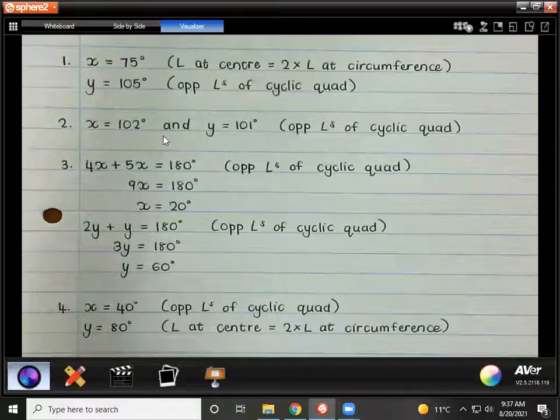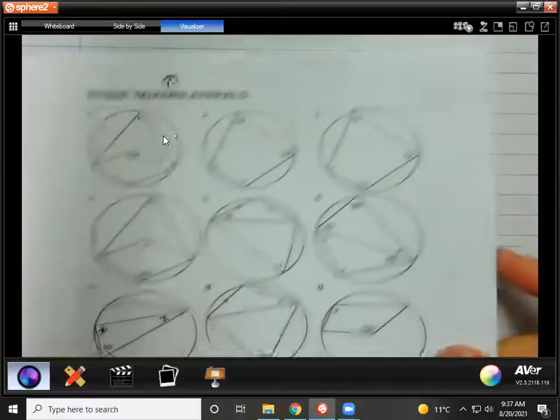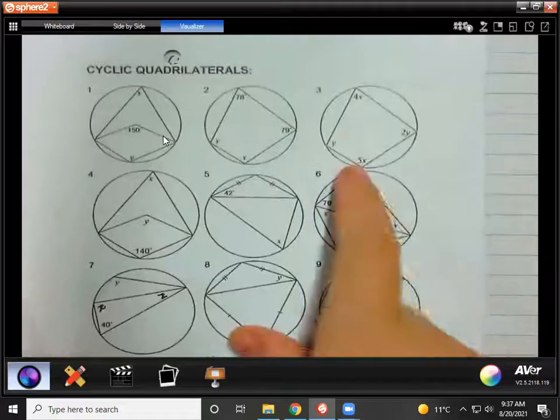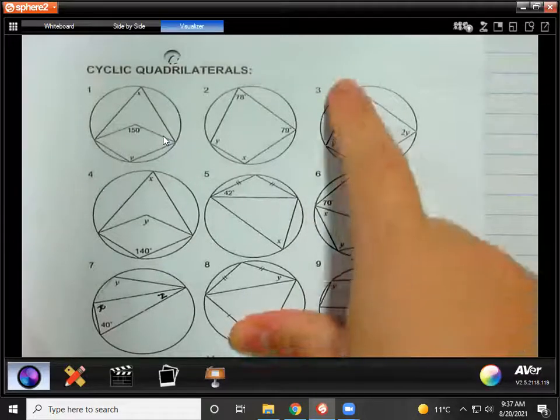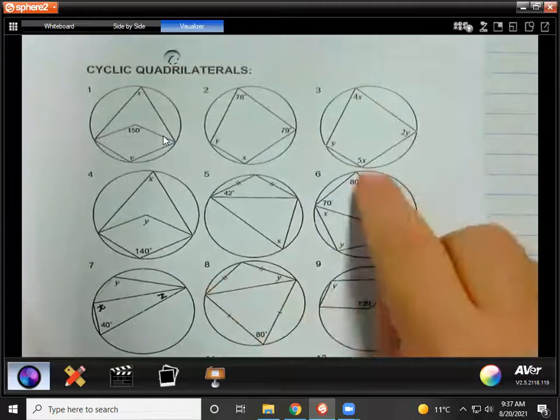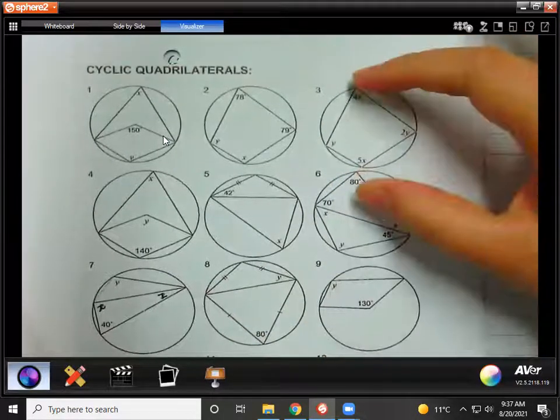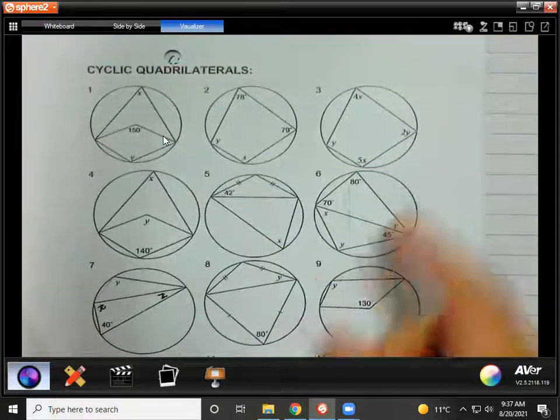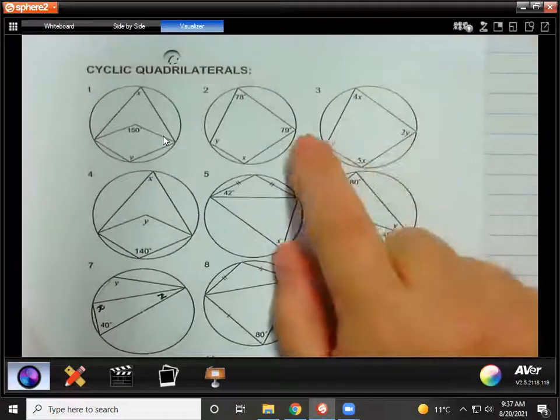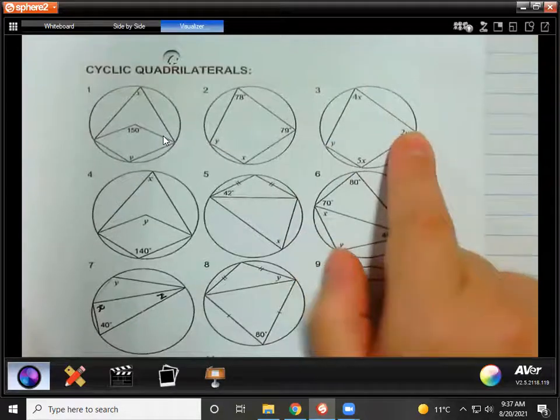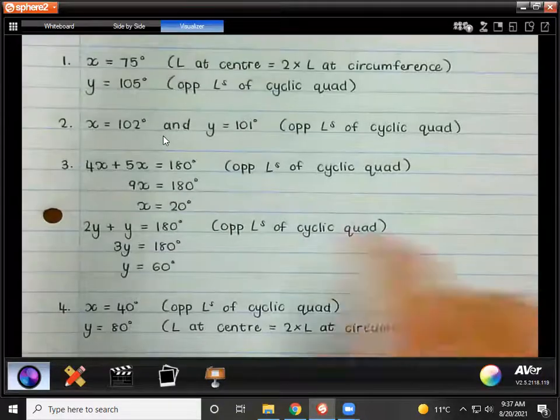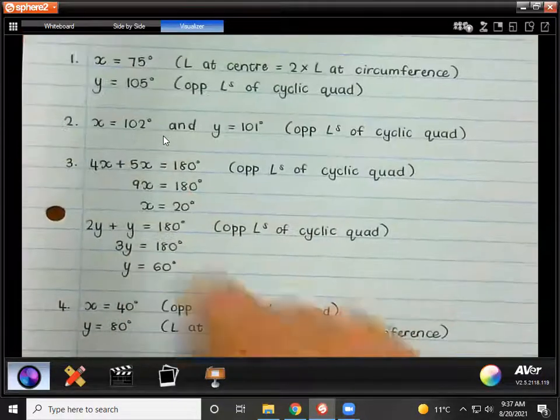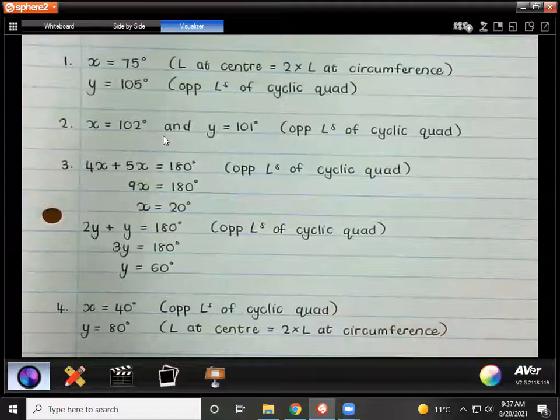Number three was a bit of an application question because they didn't actually give us any values, but they gave us the opposite angles in terms of the same variable. So they said here 5x and 4x, these two are opposite angles, so they must equal 180 if I add them. So you could set up an equation there. Same thing here, y plus 2y is also 180, all right? So I did that for both of them. And then you can solve for x and solve for y in both of those equations.